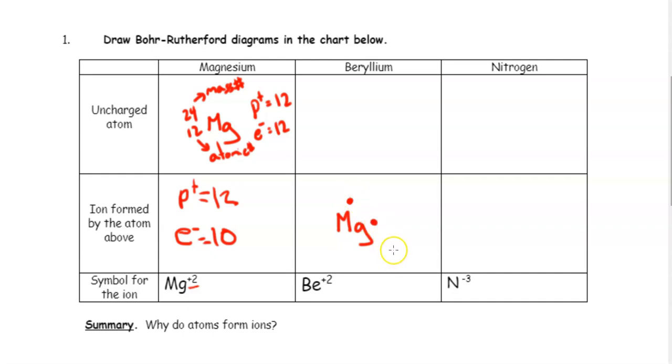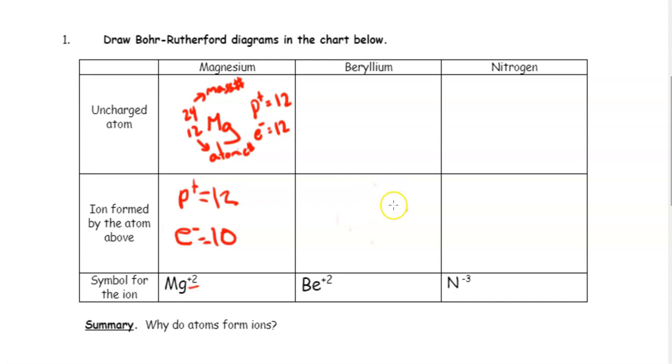Now, it's easier to get rid of 2 than add 6. But why would you want to get rid of 2 or add 6? What is it trying to become? Stable. Stable, exactly. And it's stable when the valence is filled up? Yes. Okay. So we're going to get rid of these 2.